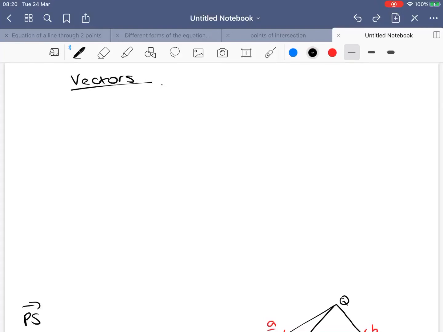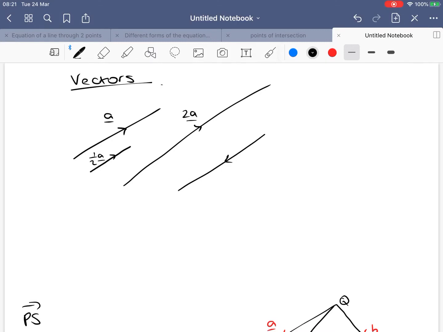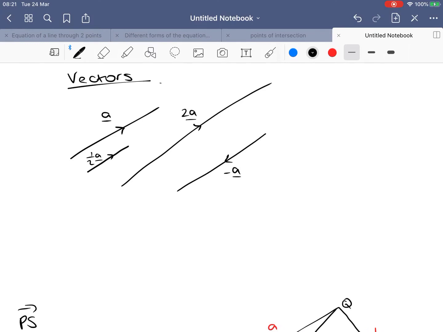Okay, so today we're going to look at vectors again. Just a quick recap. Remember, vectors are lines of movement. So if that was your vector A, it's a line of that length going in that direction. You can have a line going in the same direction that is twice as long, which would be 2A. You could have a vector that's half the size going in the same direction, which would be a half A. You could also have the vector going in the opposite direction, which if it was at the same angle and the same length would be minus A, okay?